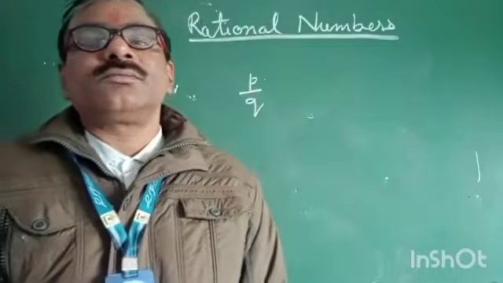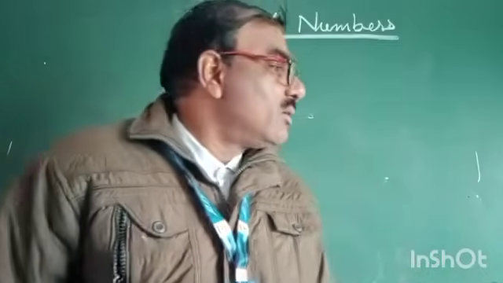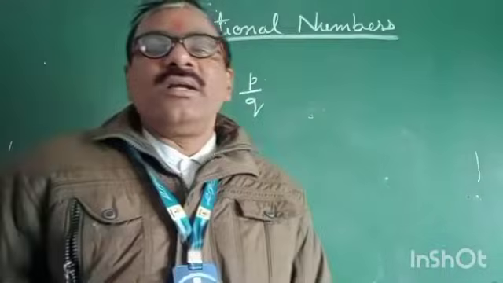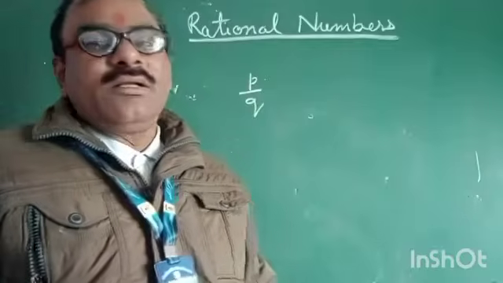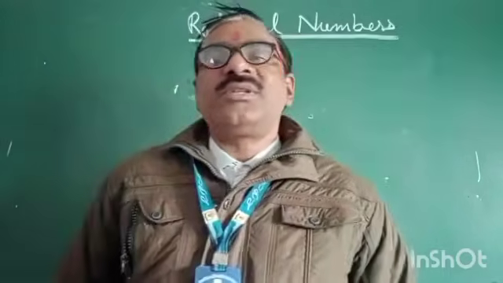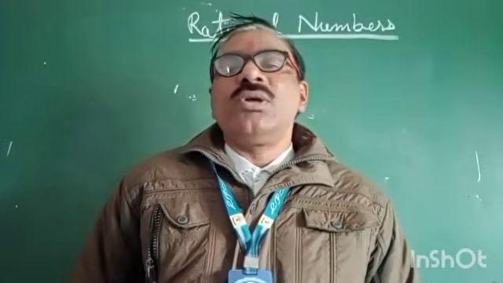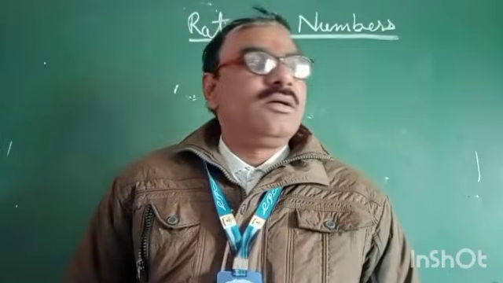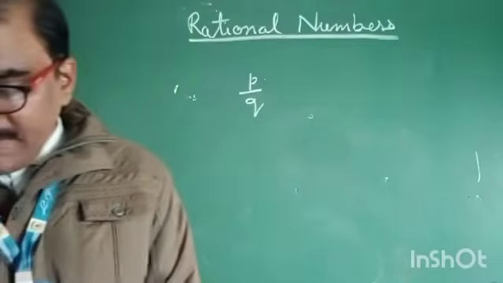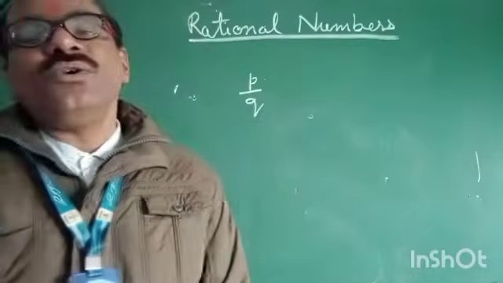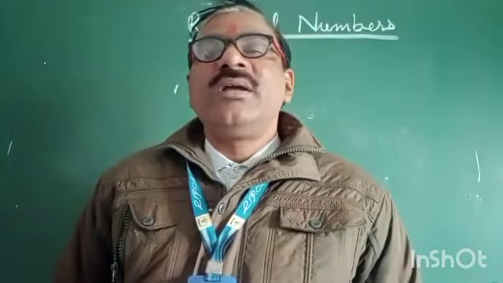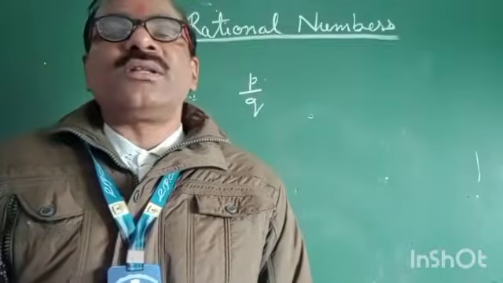Now here p and q: p is called the numerator and q is called the denominator. So I hope this is clear to you, what is a rational number. Now I'll explain the positive rational number and negative rational number. What is a positive rational number and a negative rational number?